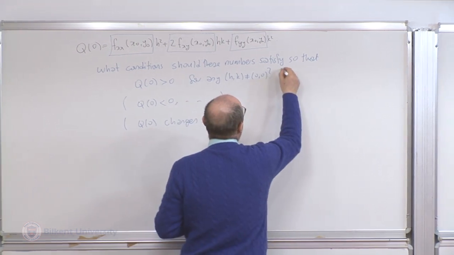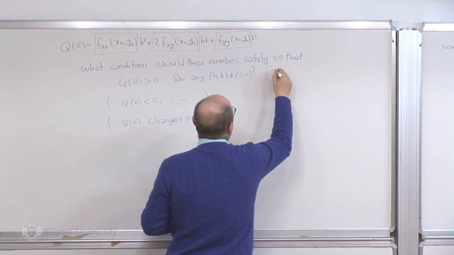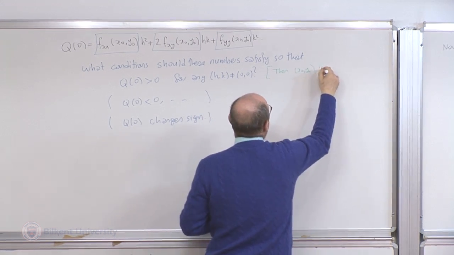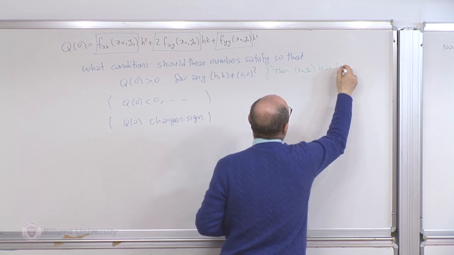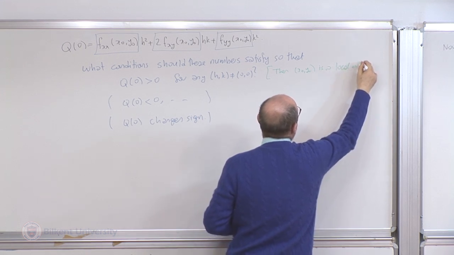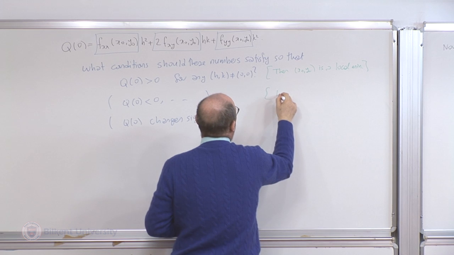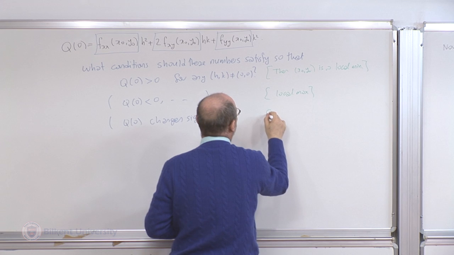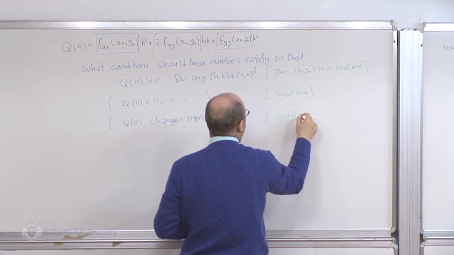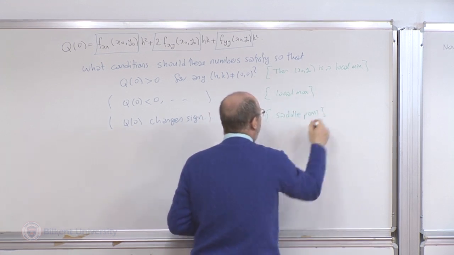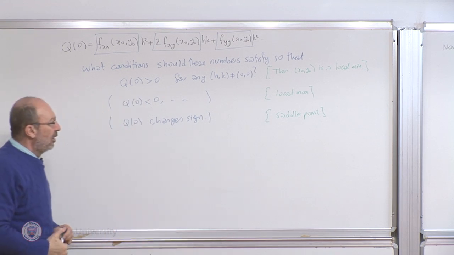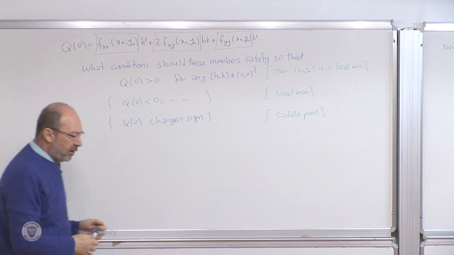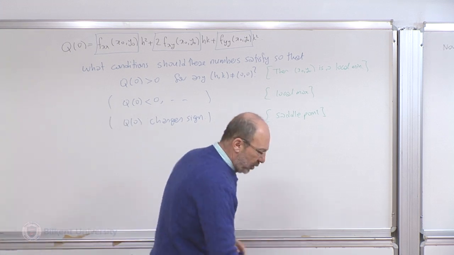Then x sub 0, y sub 0 is a local minimum. So here local maximum, and here saddle point. So you see what we are doing is relevant to our search for minima and maxima. So now let us go back to this problem.